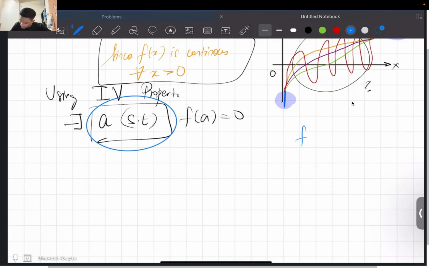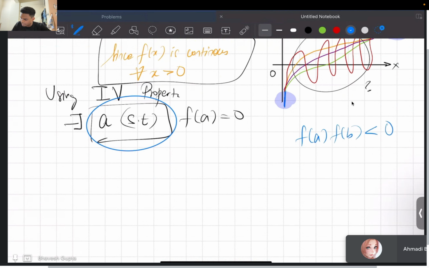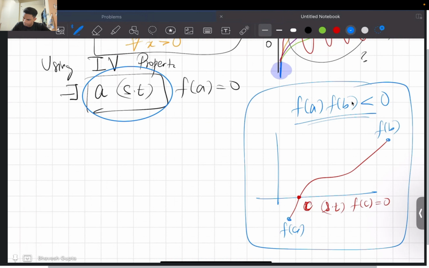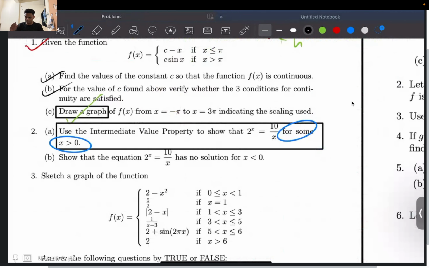The idea is that whenever you have these two points A and B, where the product of f of A and f of B turns out to be negative, that means there exists a point, for example a point C, such that f of C is 0. That's what my IVT says. That's what I have used here to prove this second part. So this question is done.